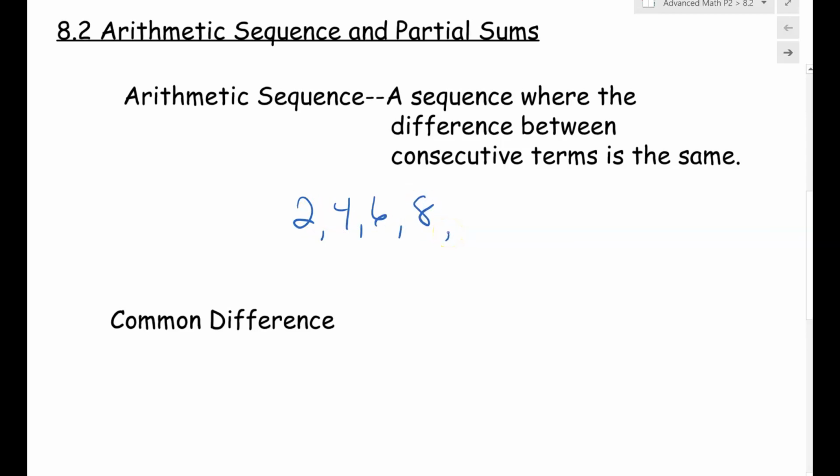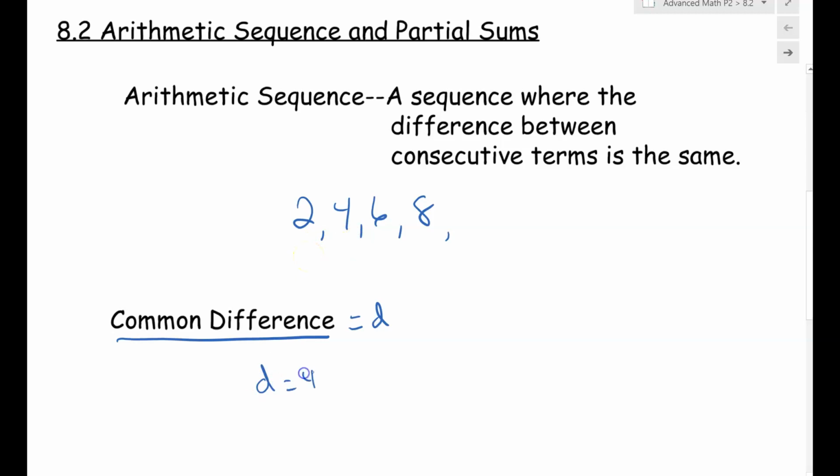What am I adding? What's the difference between each of those terms? Well, I'm adding 2 each time. That number that we add is called the common difference. Nothing too grand here, we use the letter D to represent the common difference. We find that common difference by subtracting two terms that are next to each other.